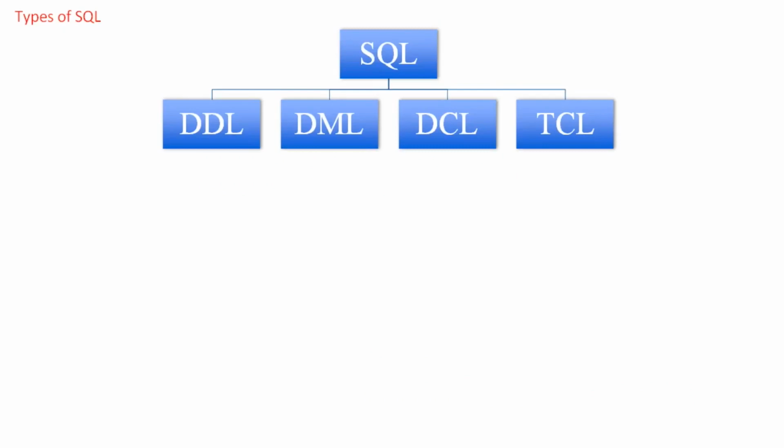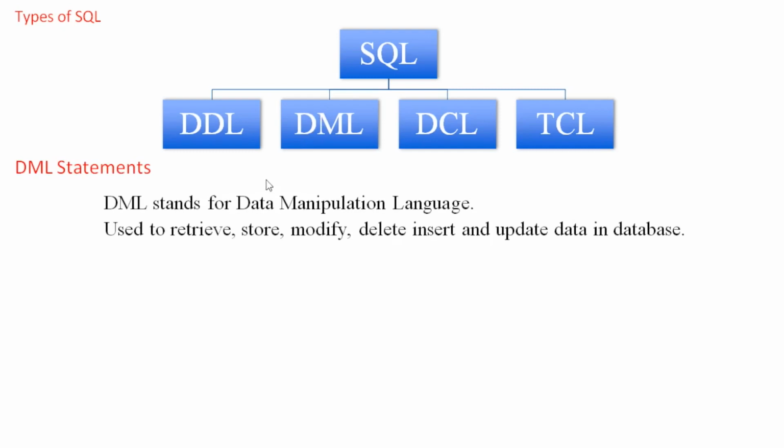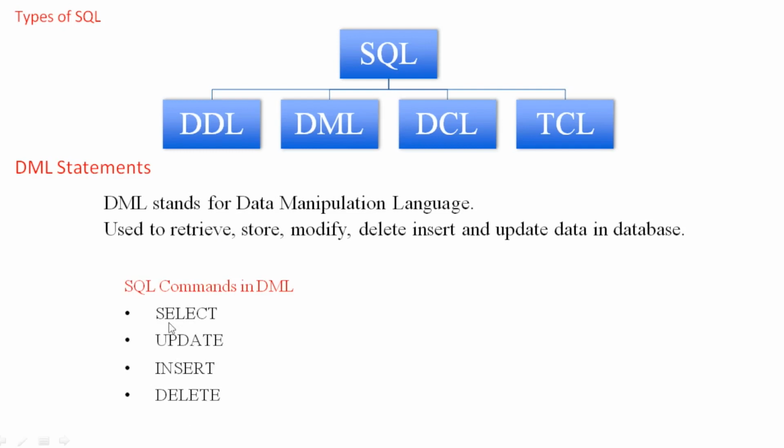Under SQL we have four components, right? DDL, DML, DCL and TCL. Now we're going to see about DML. DML stands for data manipulation language. It is used to store, modify or retrieve the data in a table. These are the commands that come under the DML category: select, update, insert and delete.